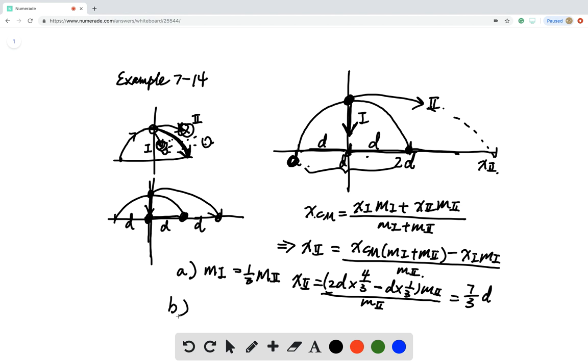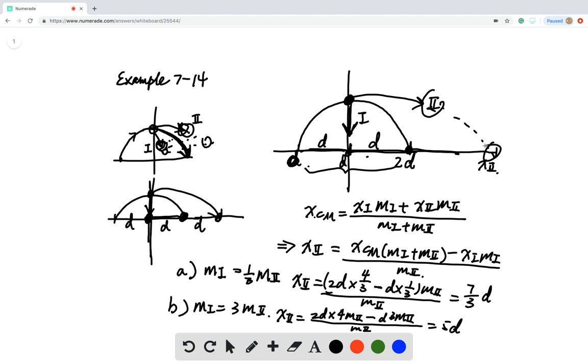And we can do the same for case 2, when m1 is 3 times m2. Again, we plug that in. Now we have 2d times 4 m2 minus d times 3 m2, over m2, which is 5d. So that is the distance of these two to the origin.